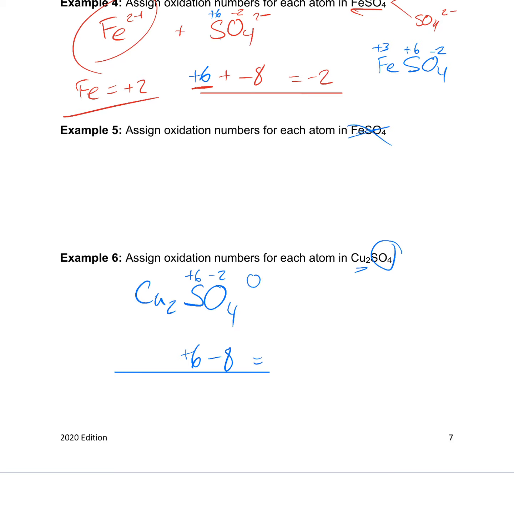This compound adds up to 0, right, on top. So it's uncharged. Once it's copper sulfate, it's not charged. So what oxidation state would we assign this copper? Well, it looks like I'm short by 2, and so 2 divided by 2 means that this copper is +1.